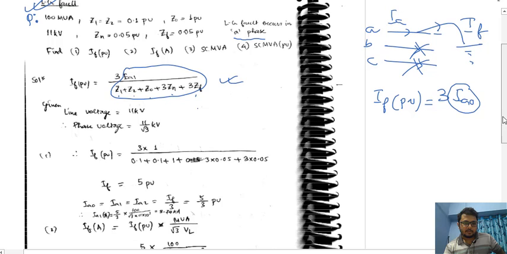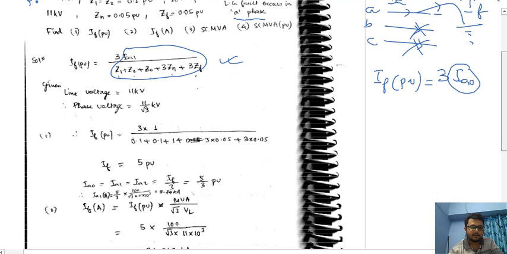Now they are asking in per unit, so we have to calculate in per unit. But these values are not given in per unit, these are given in actual. So first we have to convert. Given line voltage is 11 kV, how much is the phase voltage? If line voltage is this, phase voltage is VL by root 3. V phase equals V line by root 3.